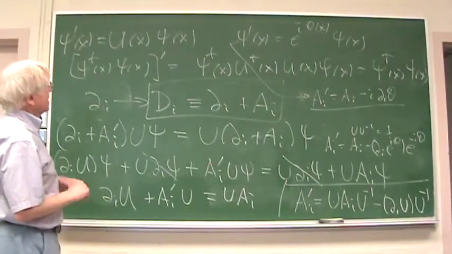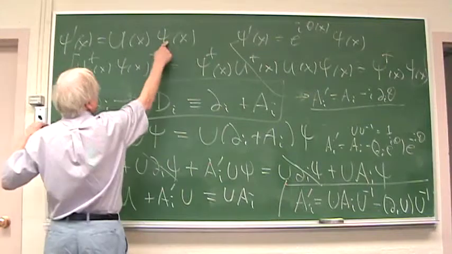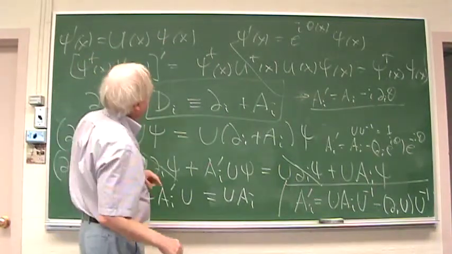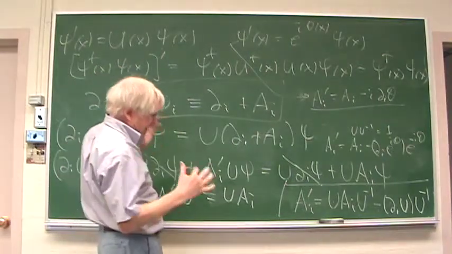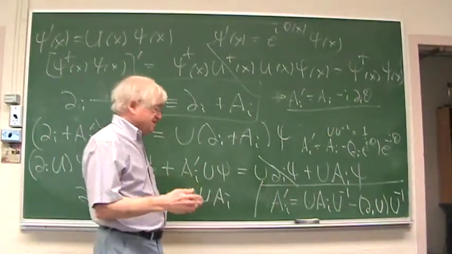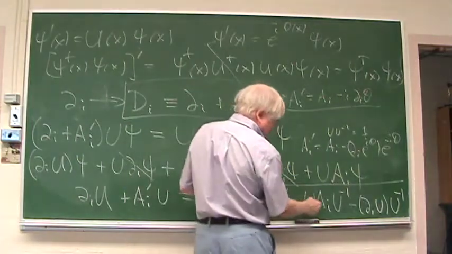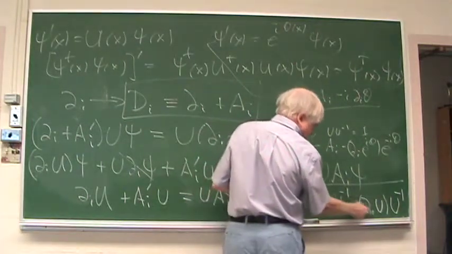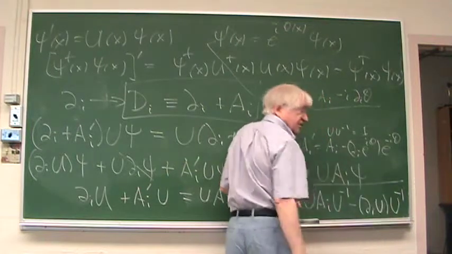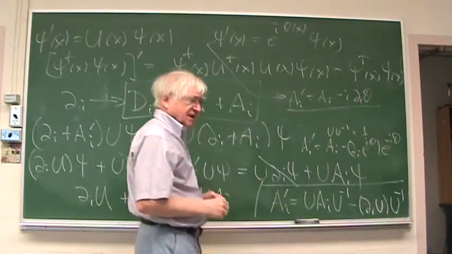In a non-abelian gauge theory, psi is an n vector. This is an n by n unitary matrix. And the corresponding gauge field, which plays the role of a shock absorber in the action density, is A_i prime, which is U A_i U inverse minus d_i U U inverse. And that's an n by n matrix.